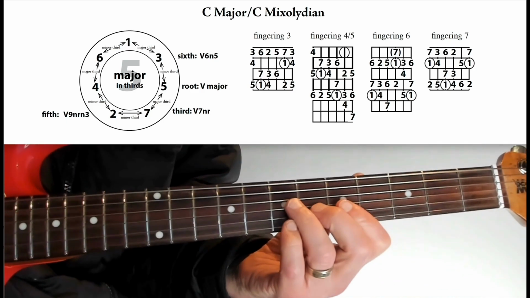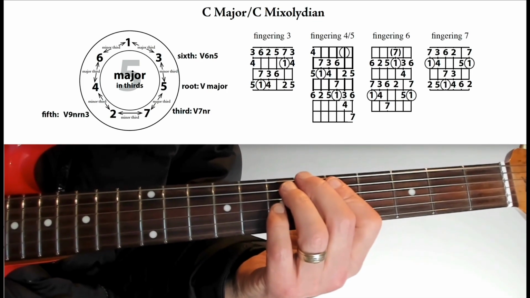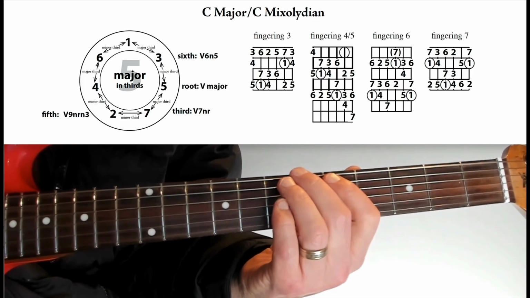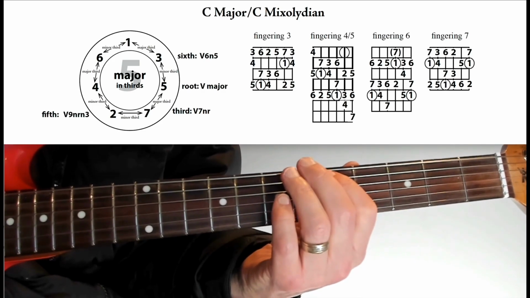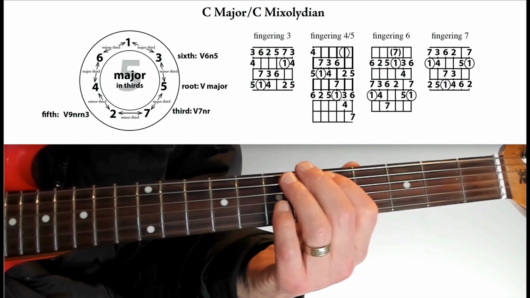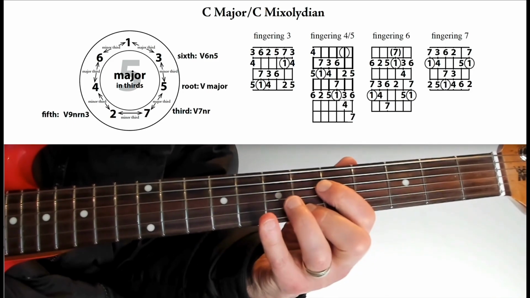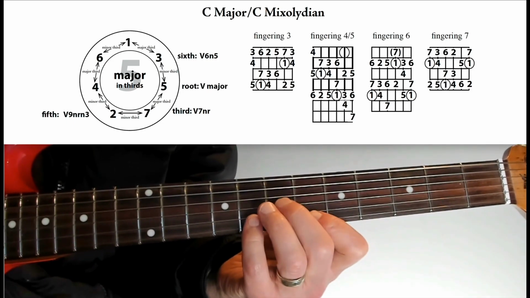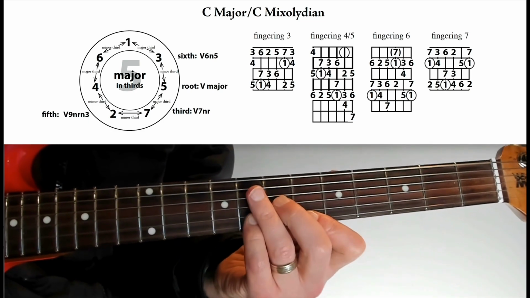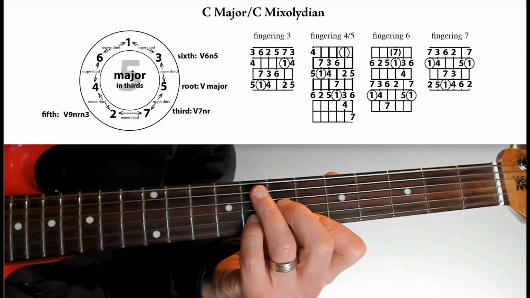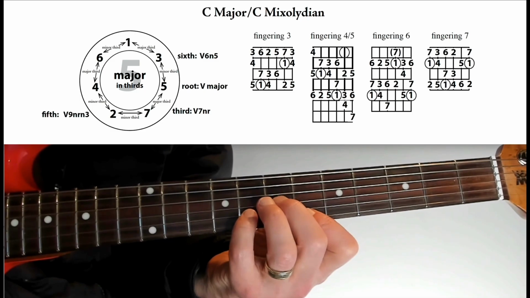Then G minor is all the 2, 4, 6s, and those are 2, 4, 6 of F. 2, 4, 6, 2, 4. And those will make a C 9th, no root, no third.